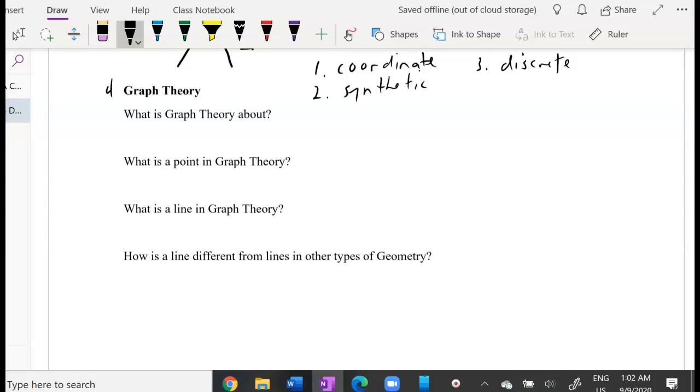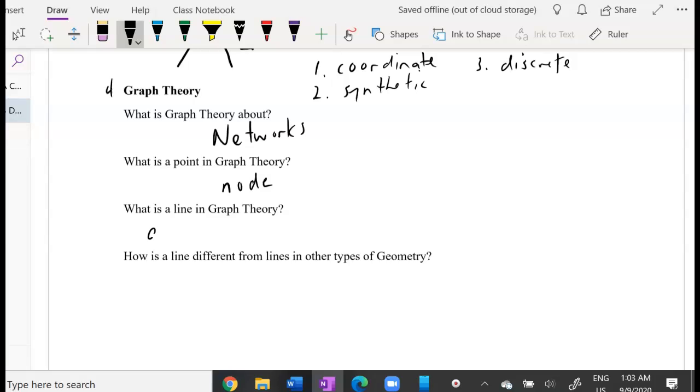So what is graph theory about? Graph theory is about networks. It's a little different than the other geometries, because in graph theory, a point is not the way you think of points in other geometries. It's not about whether it has size or not. It doesn't really have size because it's not like a dot. It's not like that at all. It's actually what we call a node. Okay? And a line is an arc that connects two nodes, or possibly even a node to itself.